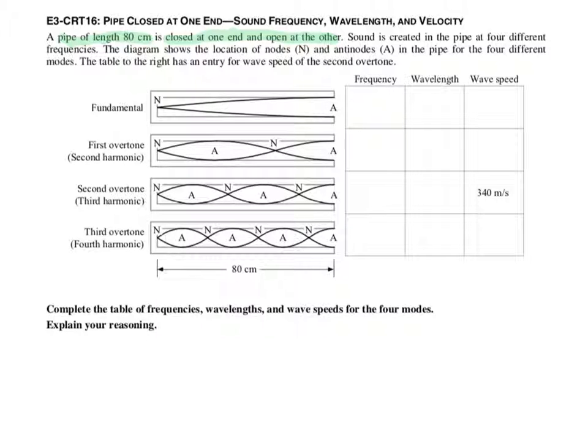Sound is created in the pipe at 4 different frequencies. The diagram shows the location of nodes and antinodes in the pipe for the 4 different modes. The table to the right has an entry for wave speed of the second overtone. And we'd like to complete the table of frequencies, wavelengths, and wave speeds and explain our reasoning.